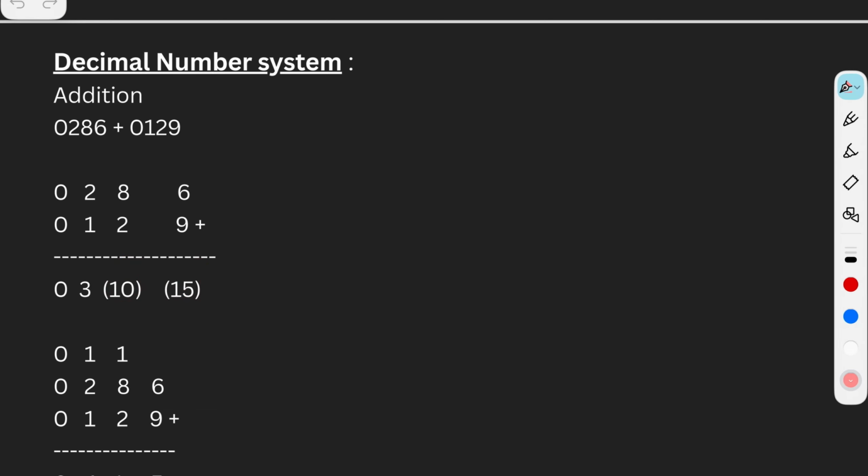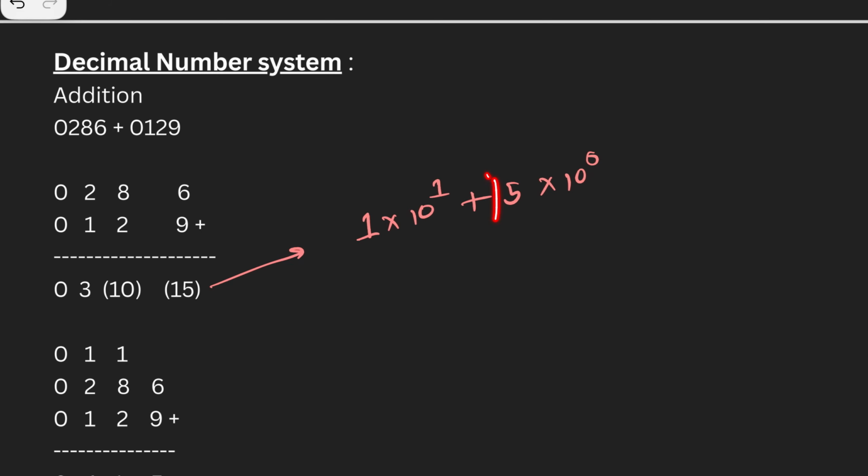So what can we do with this 15? Well, 15 can be written as 1 into 10 to the power 1 plus 5 into 10 to the power 0. If you observe carefully, this is the unit place and this is the tens place, right? That's why you have 10 to the power 1. That means this 1 can be transferred to tens place and value will still remain intact. That's what we are going to do. We are just going to keep 5 here and transfer this 1 to the tens place.